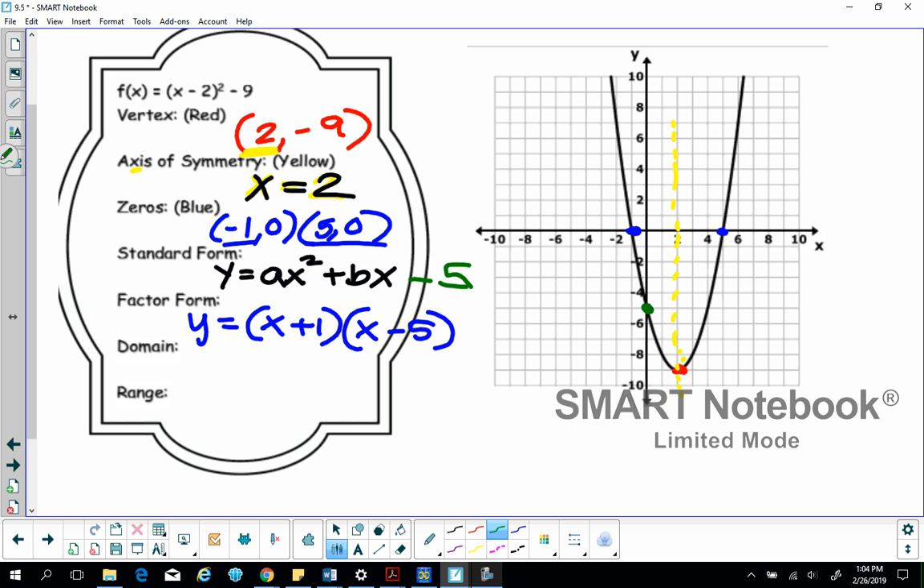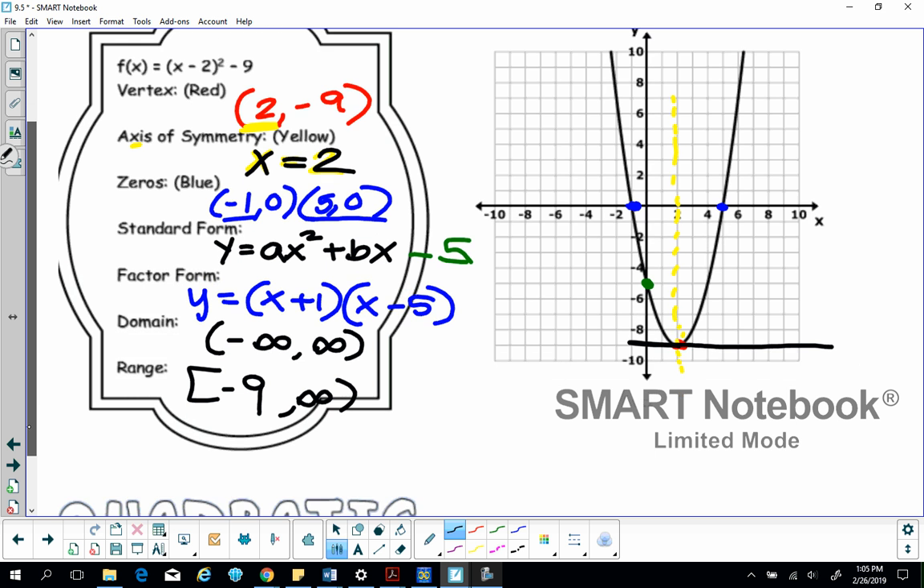What's the domain? Beautiful. Negative infinity to positive infinity. And what's the range? It's to infinity, but it's not at negative 5. It's negative 9. So right here. Because that's the smallest and it touches it, so it's a bracket. It goes from negative 9, that's the smallest y, all the way up to infinity.